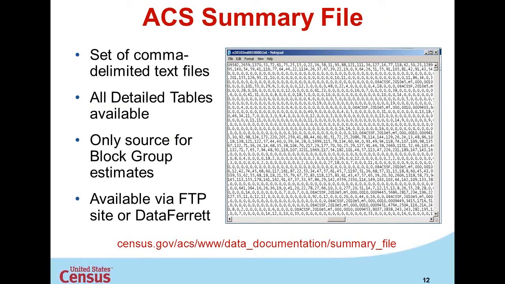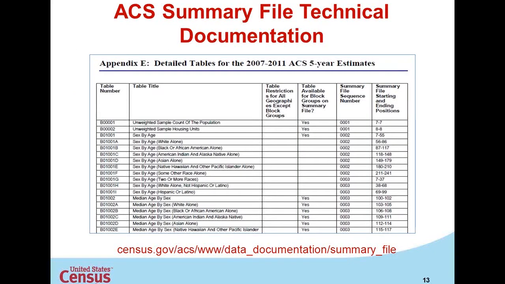To access estimates for block groups, you need to use the Summary File. The ACS Summary File is a set of comma-delimited text files that contain all of the pre-tabulated detailed tables available. The Summary File is also the only source for block group estimates, and it can be accessed via the File Transfer Protocol, or FTP site, the Summary File Retrieval Tool, or through DataFerret. For more information about the Summary File and accessing ACS estimates through the Summary File, you can visit the URL listed below.